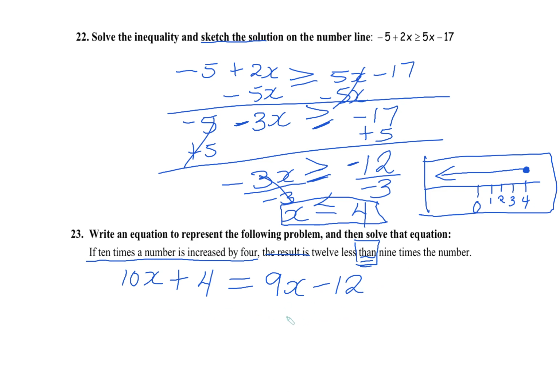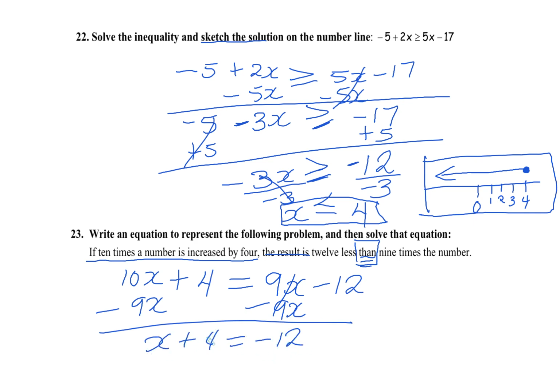And then we're going to solve. This is variables on both sides. So I'm going to minus 9x on both sides. This will give me x plus 4 equals to -12. Solving for x, I'm going to subtract 4 on both sides. X has a value of -16. Please be careful of your computation and always use your calculator to double check your calculations.